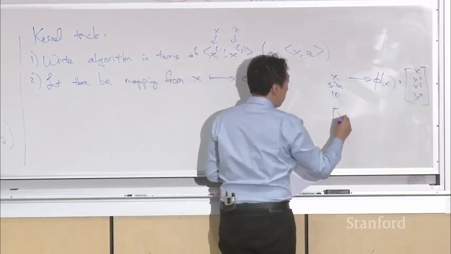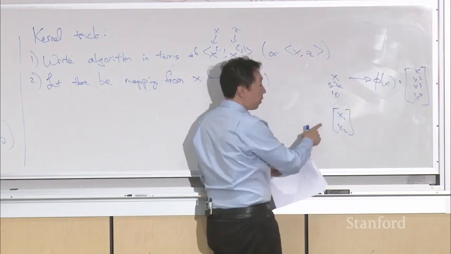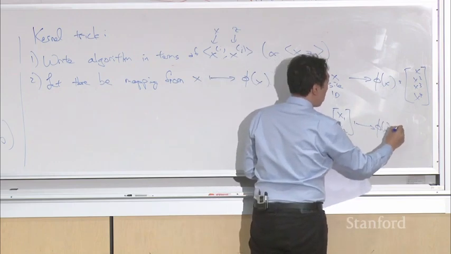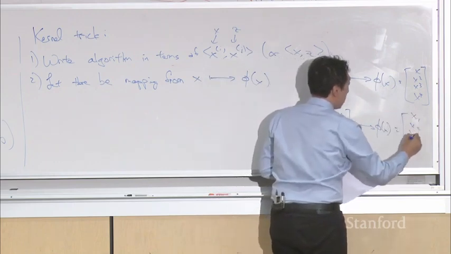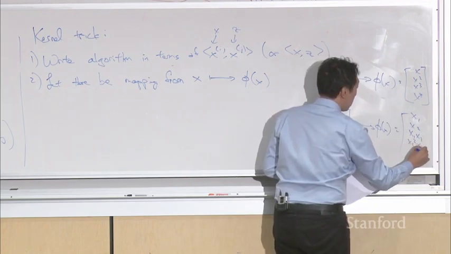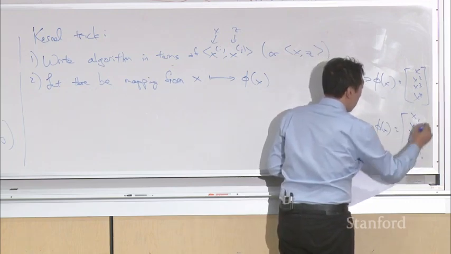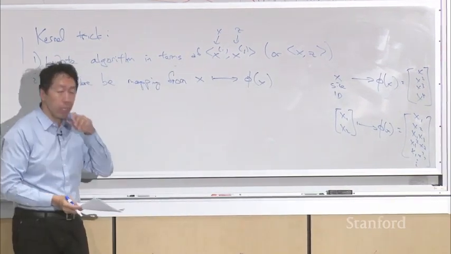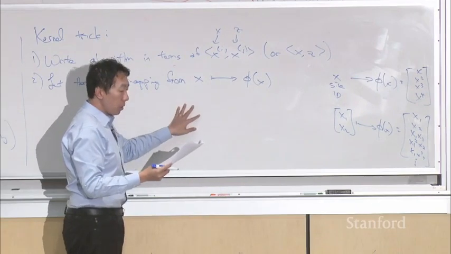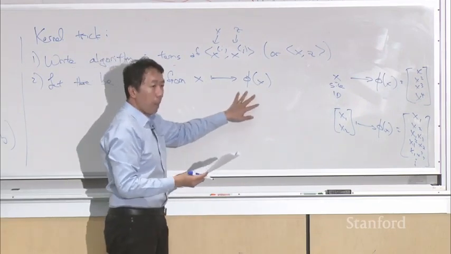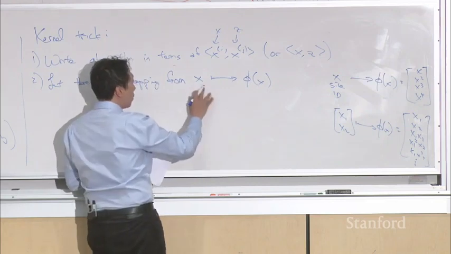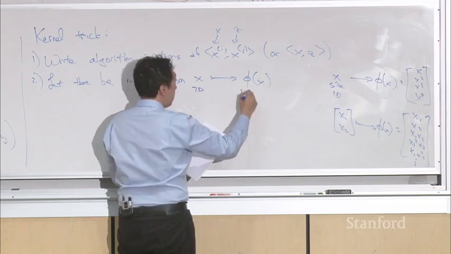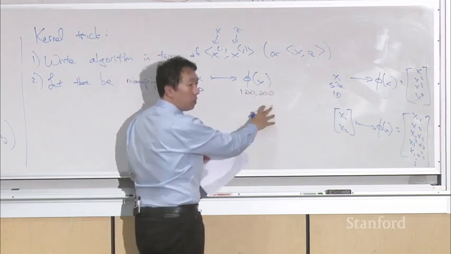Another one could be if you have two features, x1 and x2, corresponding to the size of the house and the number of bedrooms, and you can map this to phi of x, which may be x1, x2, x1 times x2, x1 squared x2, x1 x2 squared, and so on. Kind of a polynomial set of features, or maybe other sets of features as well, okay? And what we'll be able to do is work with feature mappings phi of x, where the original input x may be 1D or 2D or whatever, and phi of x could be 100,000 dimensional or infinite dimensional.